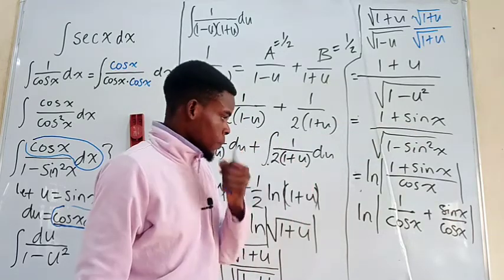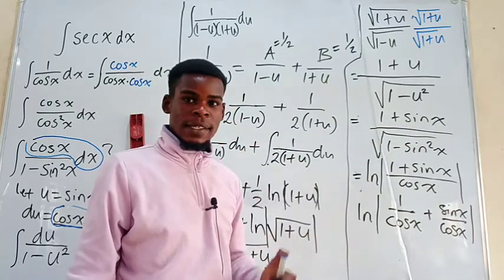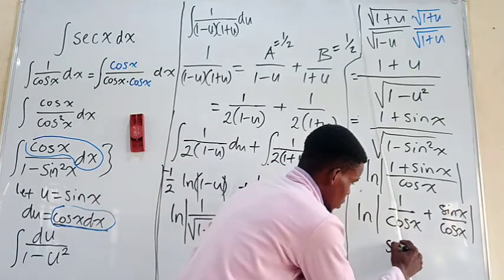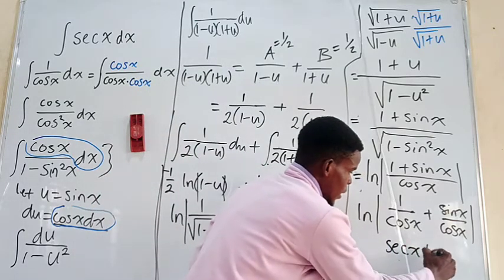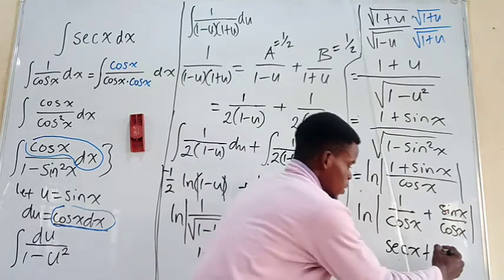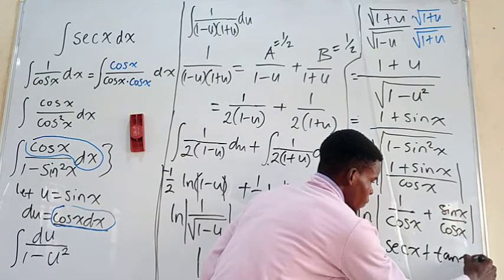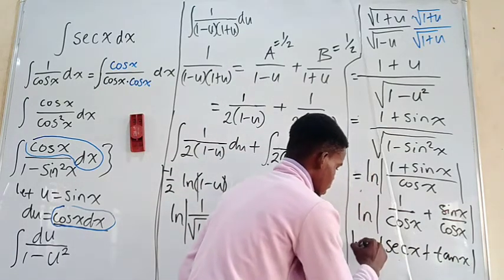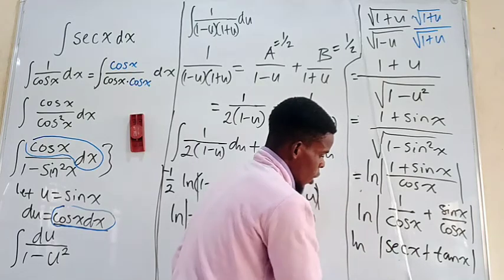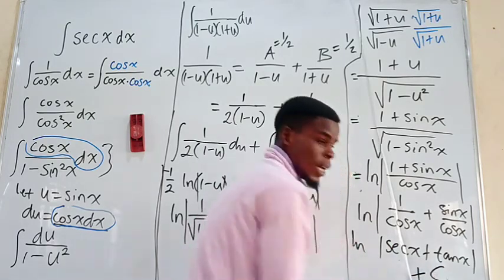Okay. You see that 1 over cosine x is secant x. Alright? And then sine x over cosine x is just tangent of x. And that right there is a natural logarithm of that. So maybe we just add an arbitrary constant and that ends it.